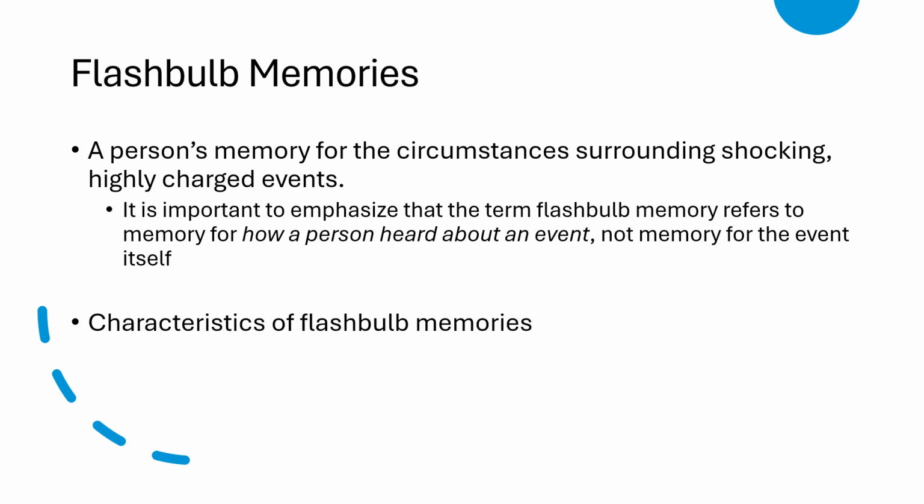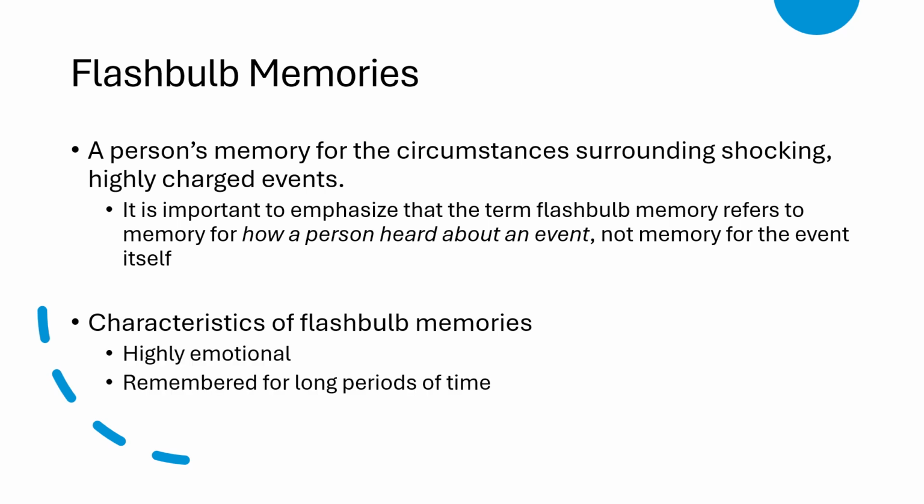And characteristics of flashbulb memories are that they are highly emotional, remembered for long periods of time, and very, very vivid, right? But they're also very inaccurate. So for example, I was born in 1987. Some of the flashbulb memories that I have created, the most obvious one would be my memory of finding out about 9/11. Another example would be the Columbine shooting, which was really one of the very first school shootings in America.